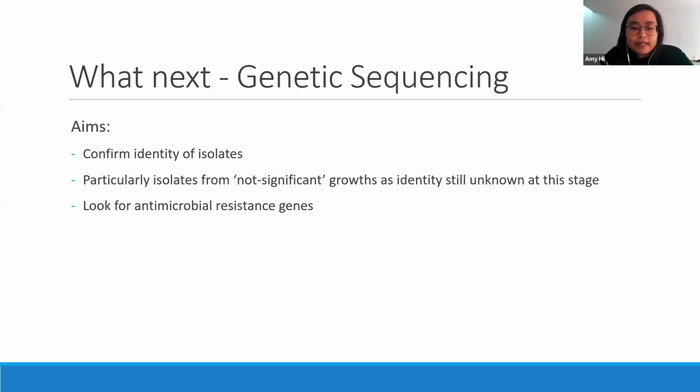When I'm preparing the isolates for Sensititre, I'm hoping to prepare them for DNA extraction as well, so that I can perform genomic sequencing in the future, with the aim to confirm the identity of the isolates, particularly the non-significant growths, as I don't have any reports about their identities at this stage. If IDEXX considered them non-significant, they don't send them for further identification. I also want to look for antimicrobial resistance genes as well.